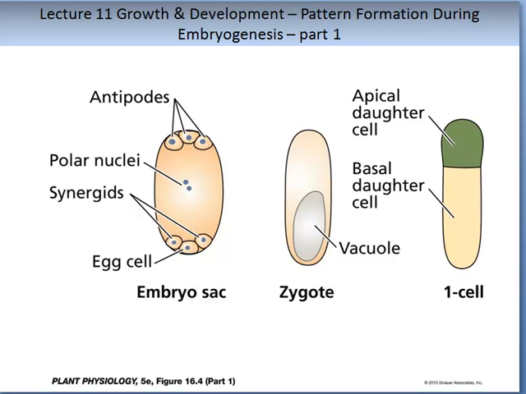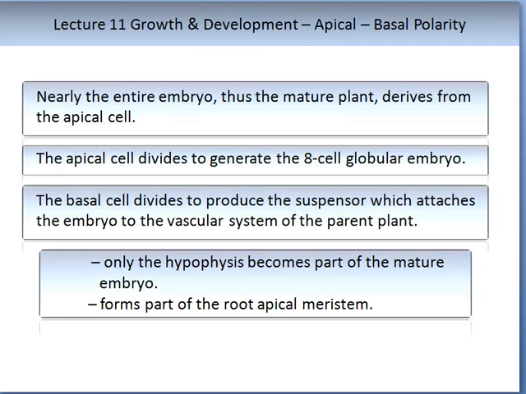The figure on the slide summarizes the processes we have just discussed. This simple visualization may be a good memory aid to remember pattern formation during embryogenesis. It is quite incredible that nearly the entire embryo, thus the mature plant, derives from the apical cell.